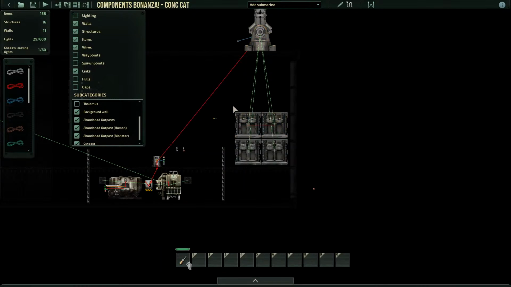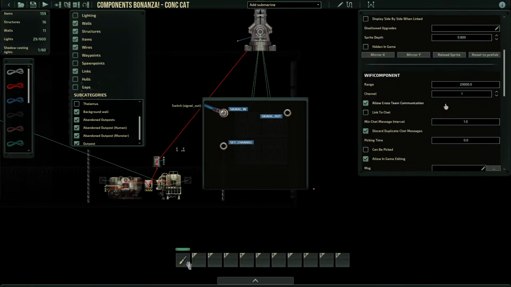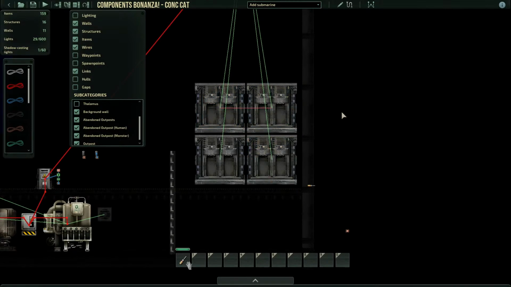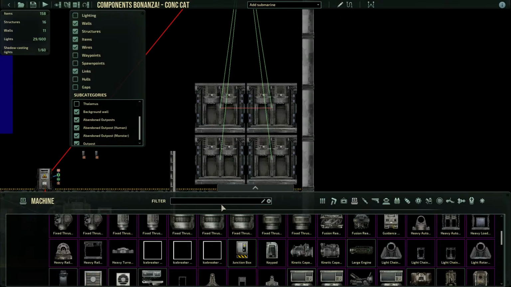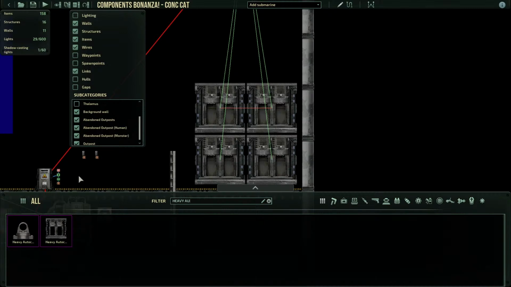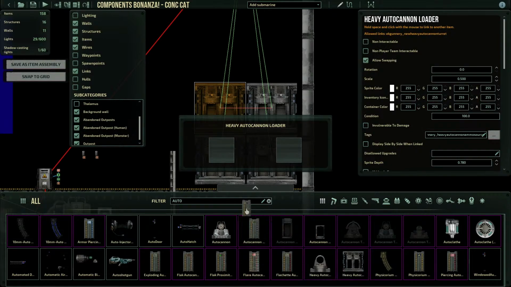Okay, so what do we have? We have a switch that sends a Wi-Fi signal over channel 1 to our turret, which is going to pound out some autocannon shells. Let's see if we can find some autocannon shells. Heavy autocannon ammunition box. Okay. Oops. Open. Boom, boom.